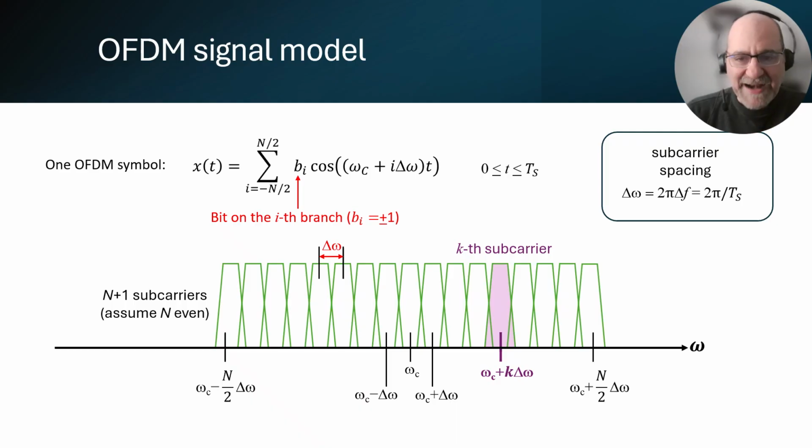The orthogonality property will be shown for the case of detecting one of these particular subcarriers, the kth subcarrier, which is at omega c plus k delta omega. So we're going to show that when demodulating this particular subcarrier, we're going to see no interference from the other subcarriers. And that, of course, is valid for any value of k between negative N over 2 and positive N over 2.